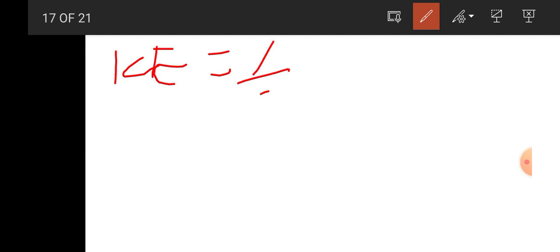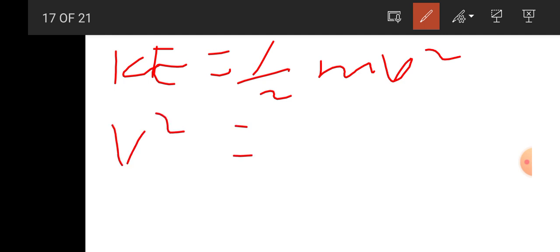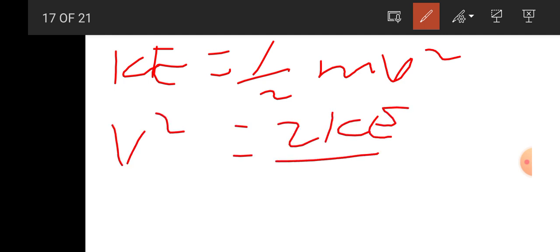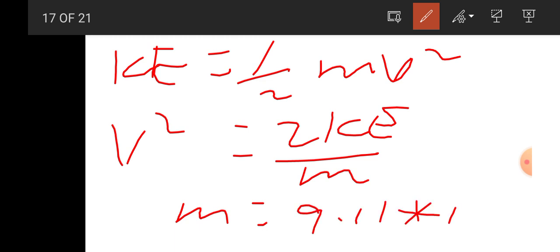Next, the speed gained by the electrons as they pass through the anode. Kinetic energy is equal to 1/2 mv². So v² is equal to 2 times kinetic energy over the mass of the electron. The mass of the electron is 9.11 × 10⁻³¹ kilogram. This is the mass of the electron.